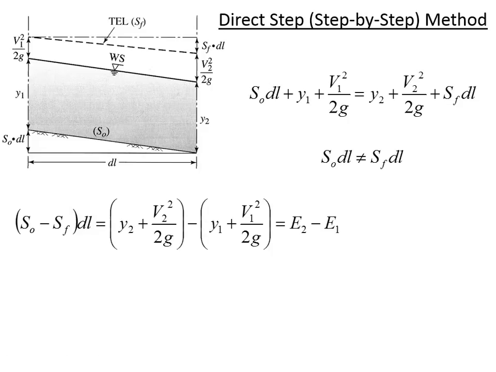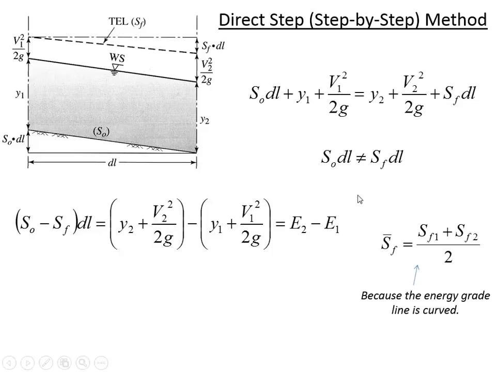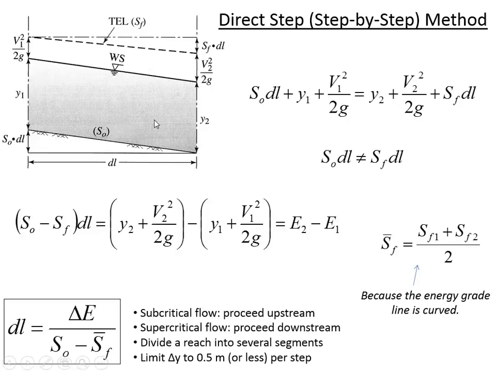And so we can rearrange that equation to say what is the difference in energy between location 1 and location 2. And you can see the result of that rearranging. And we can calculate the average slope of the energy grade line. That's sort of what we were doing in the numerical integration method, looking at what's going on in the middle between the two sections. So S bar F means the energy grade line slope between 1 and 2. It's the average of the two. And so the length of the curve is going to be the change in energy divided by the difference in the slopes. And that's the approach that we're going to be applying as we work through this illustration.